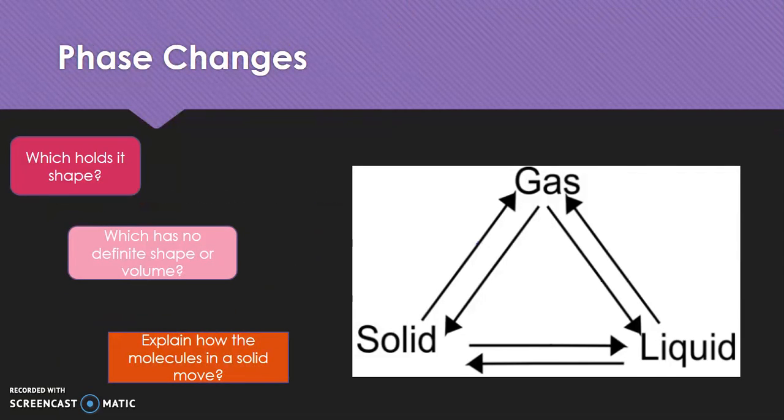All right, so let's go through some questions on phase change. The first one is, which phase change holds its shape? Which has no definite shape or volume? Explain how the molecules in a solid move. You'll want to be able to do that with all of them. It's just 3 practice questions.